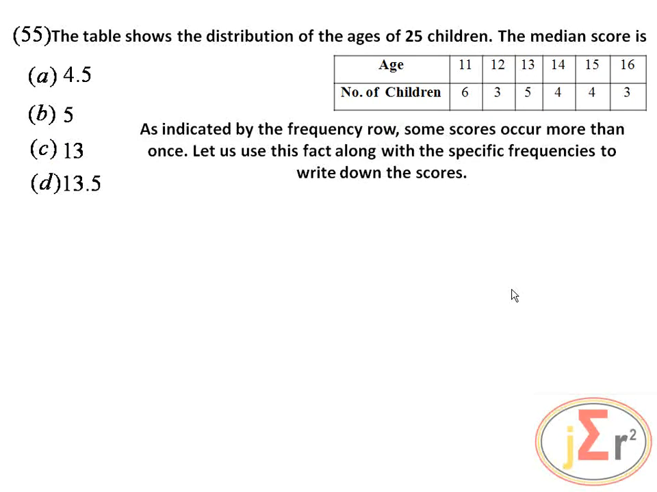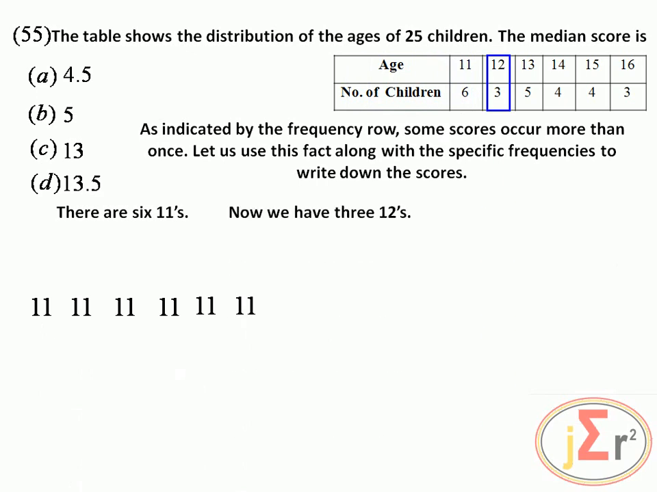As indicated by the frequency row, some scores occur more than once. Let us use this fact along with the specific frequencies to write down the scores. And of course, do not forget that we are in search of the 13th entry. There are 6 11s. 11 occurring 6 times. 1, 2, 3, 4, 5, 6. Move merrily along.